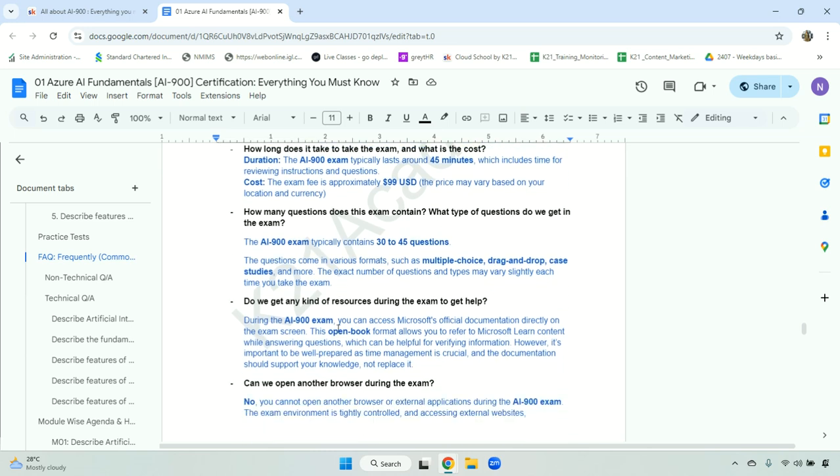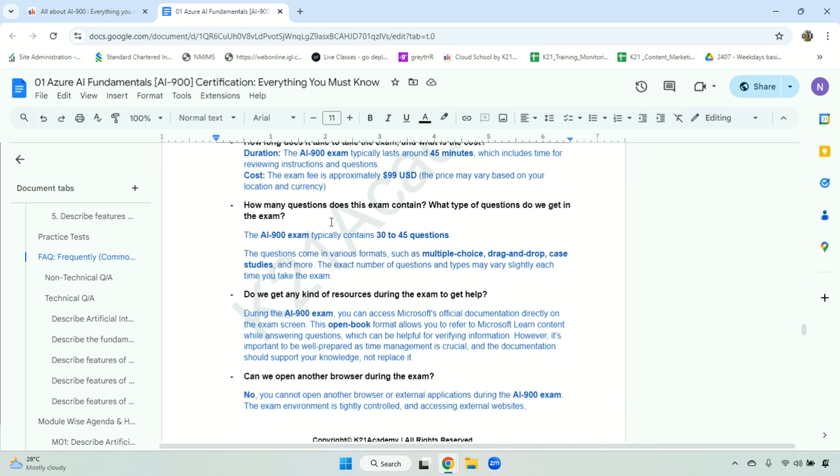Again, same way, many ask this question, like how many questions does this exam contain, or what are the different types of questions which you get. So typically the question count will be between 30 to 45, we can say. And the format of questions is not just MCQ, but it is a mix of varieties of questions: drag and drop, case studies, multiple choice, and many different types like that. Multiple choice, multiple selections are also there. So all these are the different varieties of questions which you can expect in the exam.